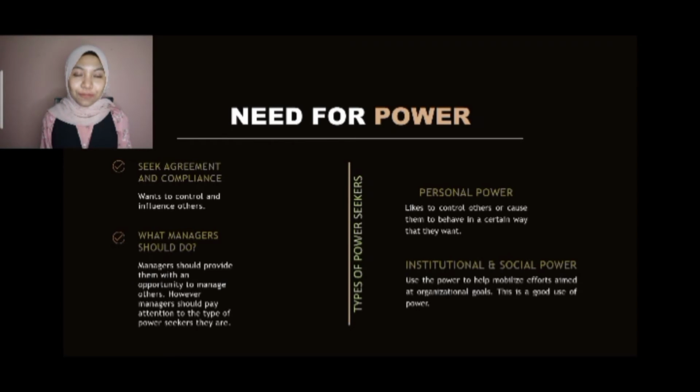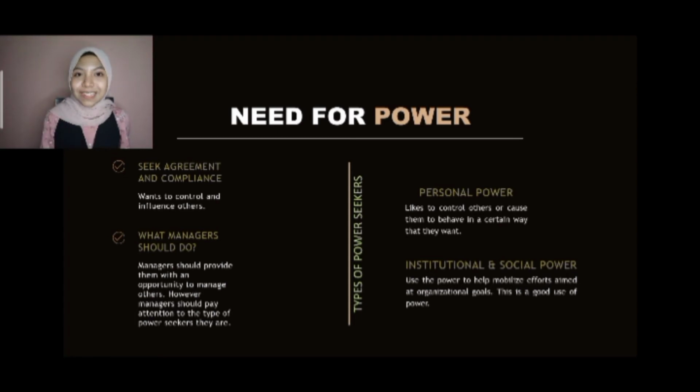Moving on to the need for power, people with the need for power seek agreement and compliance. This is because they love to win in any kind of argument. They want to control and influence others. They love the authority that they have, and they also love to become a leader, to lead everything. So, what should managers do with this kind of people? Managers should provide them with an opportunity to manage others. For example, a manager can assign him to be a group leader in any kind of group project.